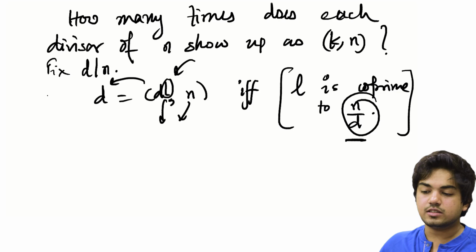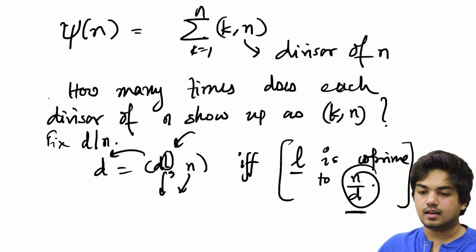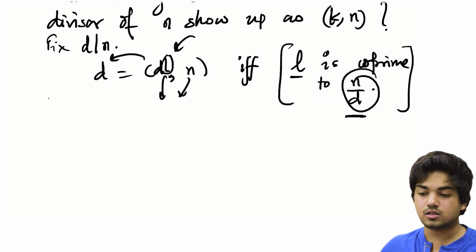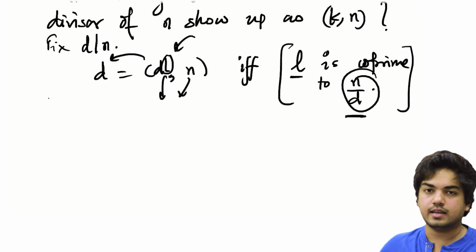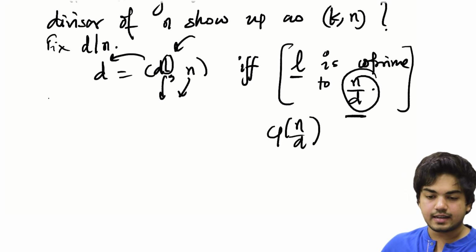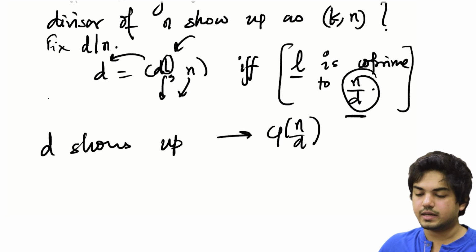And so we really just want to know how many numbers like L are there. I can just multiply it with D, and that's how I'll get all the K, right? For which gcd of K comma n is equal to D. But how many numbers are there which are coprime to n by D and are less than n by D, obviously? Phi of n by D. So I get that D shows up this many times.